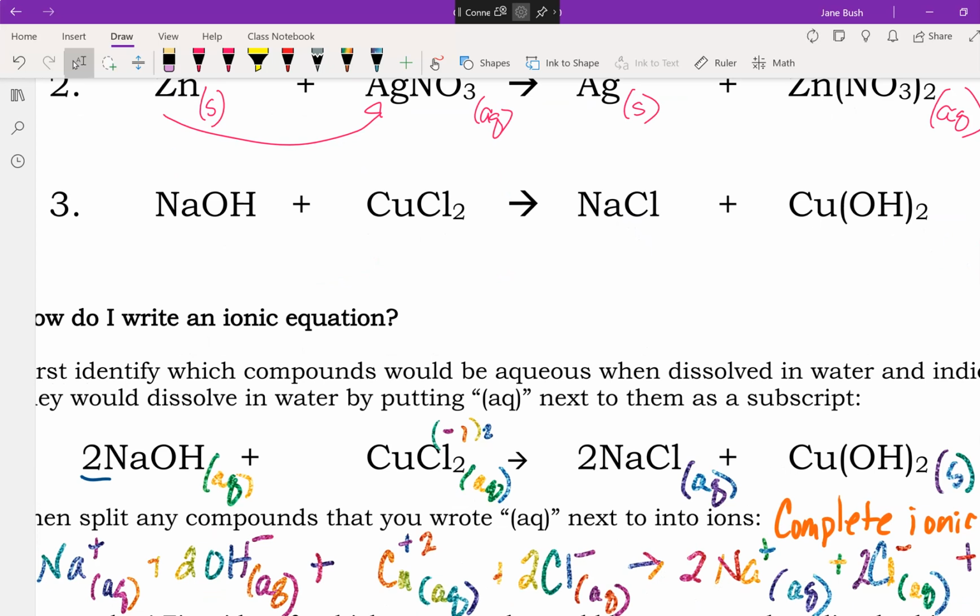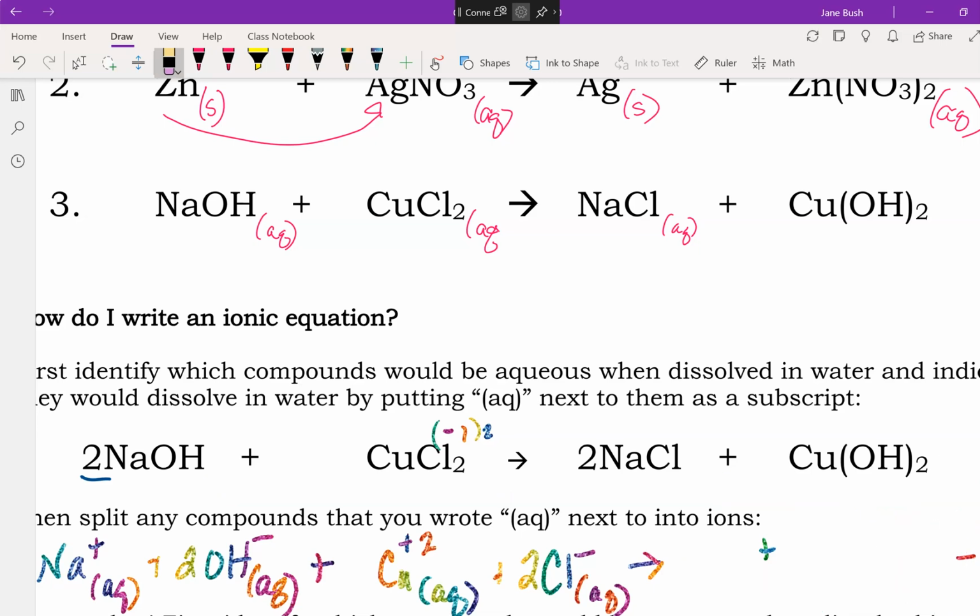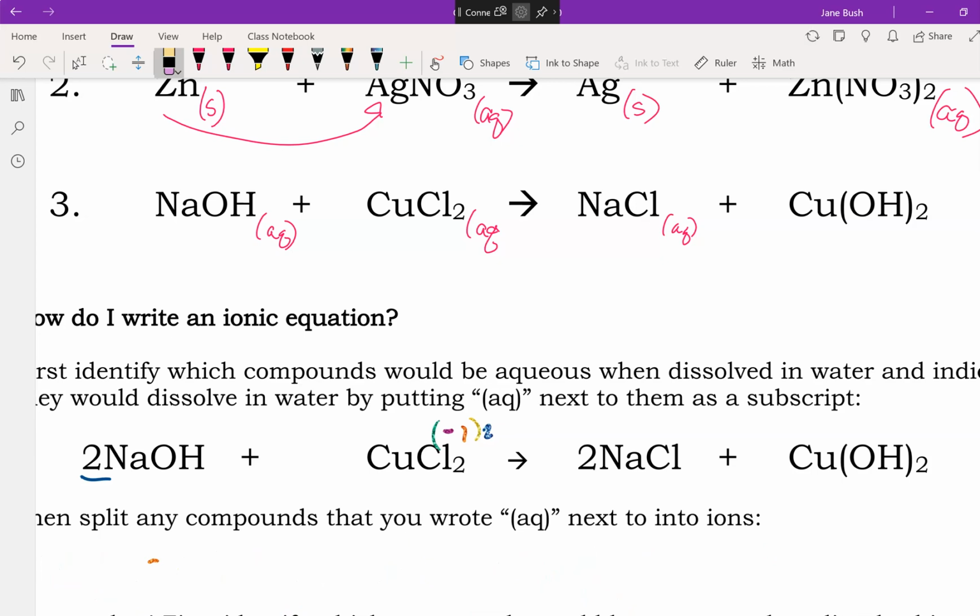Double replacement reactions are ionic. Sodium hydroxide is aqueous. Copper 2 chloride is aqueous. Sodium chloride is aqueous. But the next one, copper 2 hydroxide, we need to look up on the back.